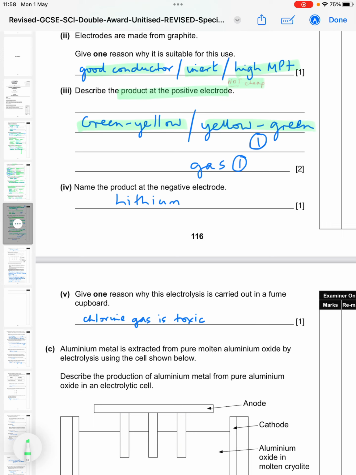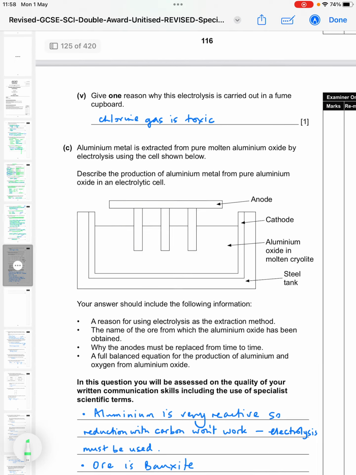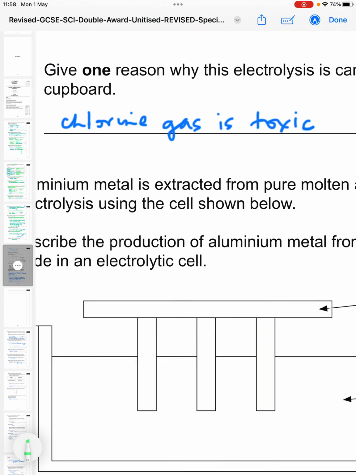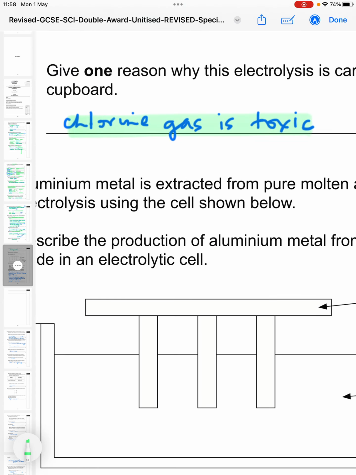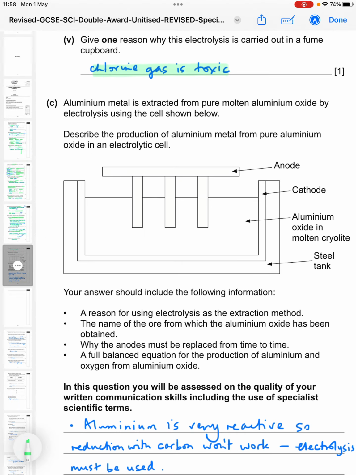So it's going to be either green yellow or yellow green, and you know CCEA are very, very specific about the colour changes, so make sure you're using exactly those forms, and gas. 1 mark for each. And then name the product at the negative electrode, so that's going to be lithium. Give one reason why this electrolysis is carried out in a fume cupboard. Well, chlorine gas is toxic, so if you said something about the toxic product or any way of explaining it really.